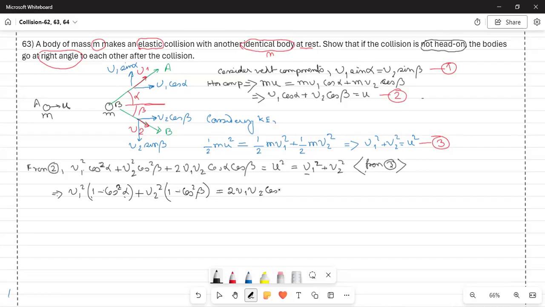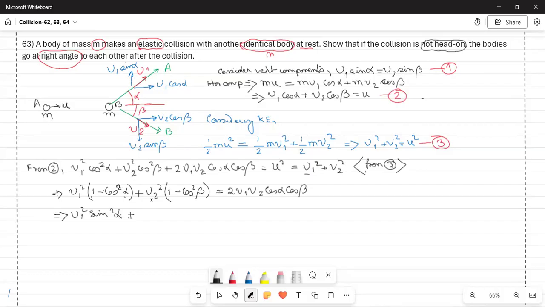So from here we get v1 square. Now 1 minus cos square alpha is sin square alpha, plus. Now here we have a relation that v1 sin alpha is equal to v2 sin beta.